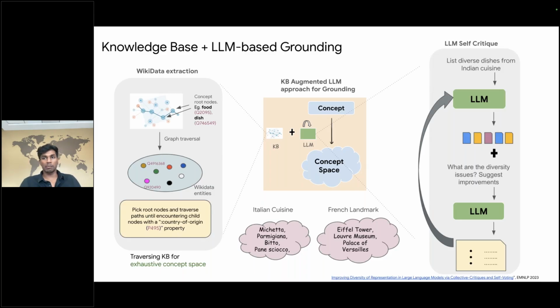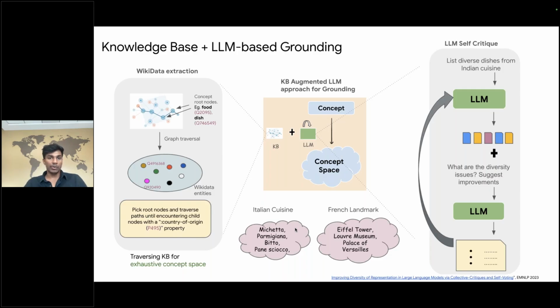We use self-critique, collective critiquing, and self-voting. We use these popular strategies to fill in the gaps and also to remove noise from the concept space that we extract. So finally, what we get is something like this: you have Italian cuisine, and then you have, let's say, 500 or 600 different artifacts that can be Italian cuisine. This is not exhaustive. This is automatically extracted, so it is to some extent large, but it's still certainly not very exhaustive.